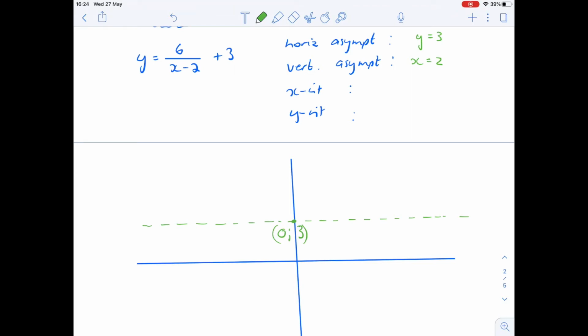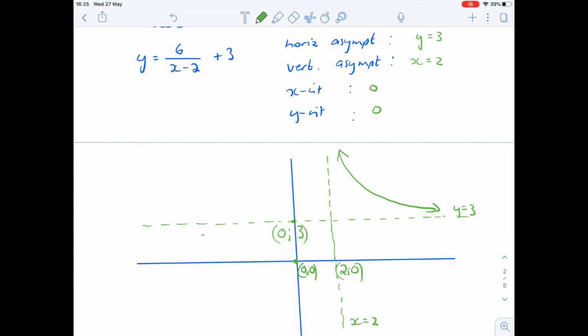My vertical asymptote is going to be over here. So that's going to be 2, 0. It's also a useful exercise to actually write on the equations of the asymptotes because they always end up asking it. So we just put it on there. And then we found out that the x-intercept was 0 and the y-intercept was also 0. So we write that as a coordinate point, 0, 0.